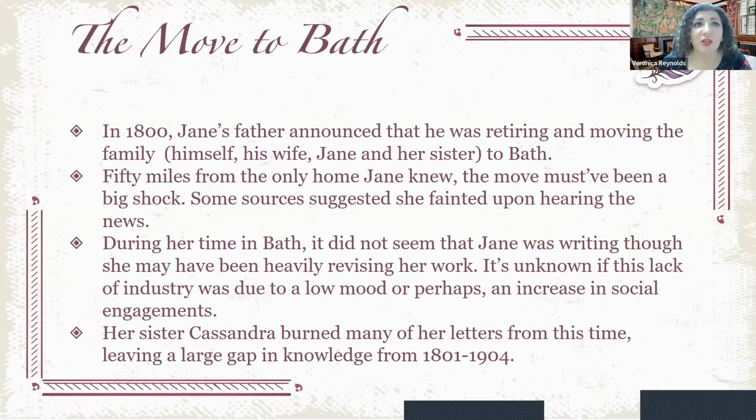But in 1800, Jane's father decides to retire. He's going to get everybody out. Most of the boys are out of the house at this point. So it's just him, his wife, Jane, and her sister who are going to be moved to Bath. 50 miles from the only home Jane knew. Now remember, 50 miles is quite a venture when you just have a horse and a carriage. Some sources suggested Jane fainted upon hearing about the move.